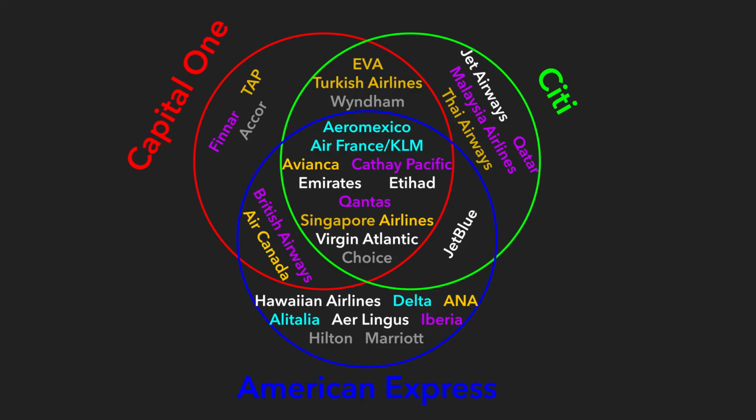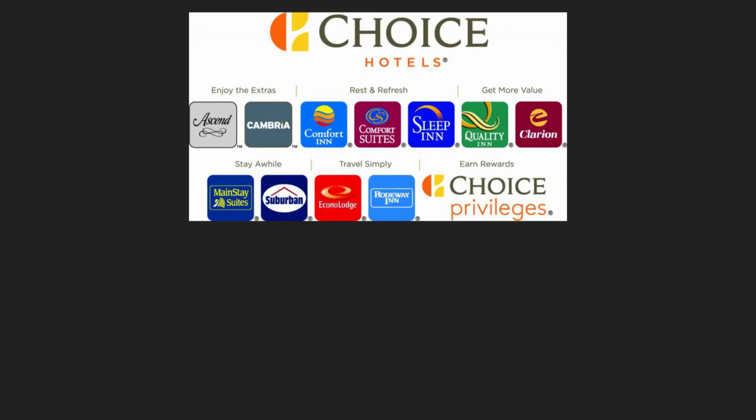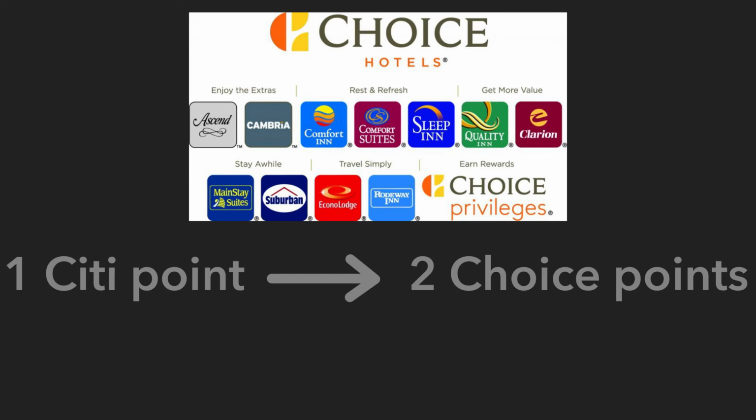One last thing worth mentioning, some of the transfer partners on this list, the ones shown in gray, are hotel chains. In most cases, you won't get much value out of transferring out to these hotels, but there are 2 noteworthy exceptions here. The first is budget Choice hotels like Quality Inn and Comfort Suites, redeemed with points transferred from Citi. Even though all 3 of these banks can transfer to Choice, Citi is the only one that offers a 1-to-2 transfer ratio, meaning 1 Citi point actually transfers into 2 Choice points.